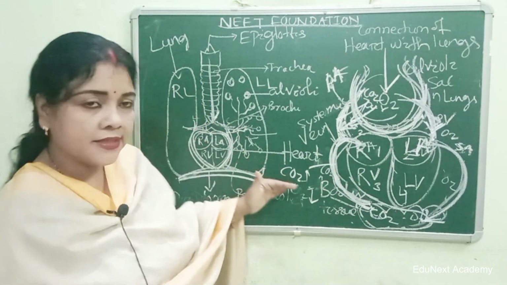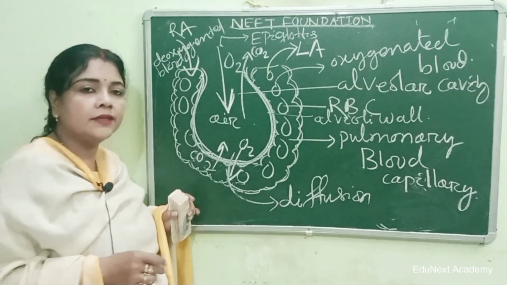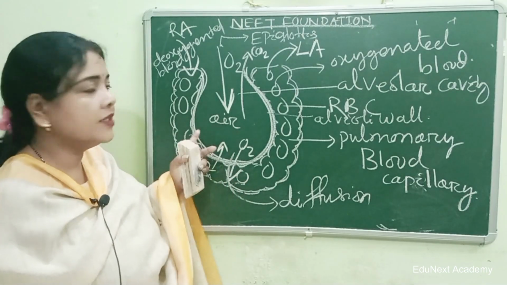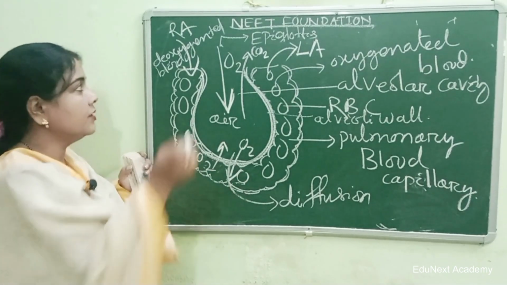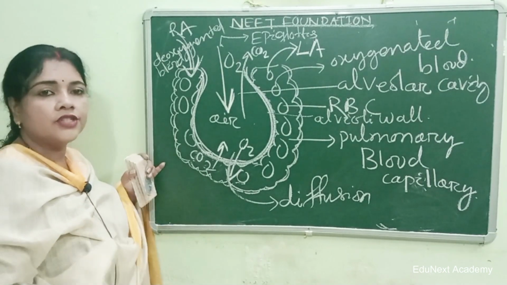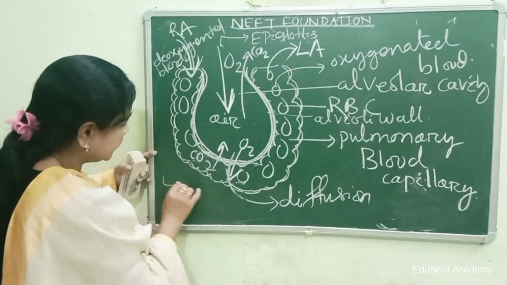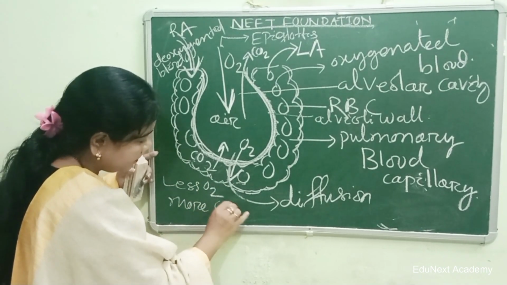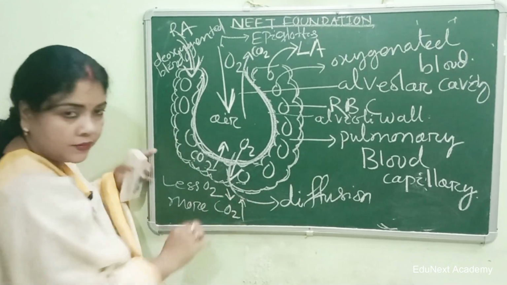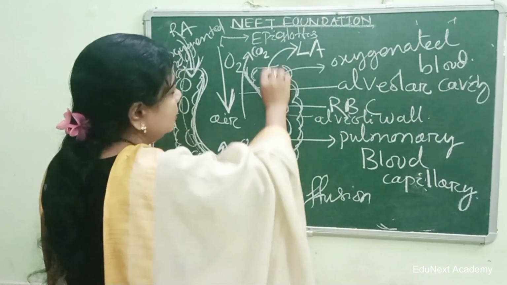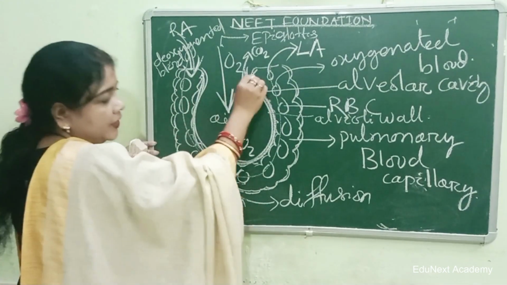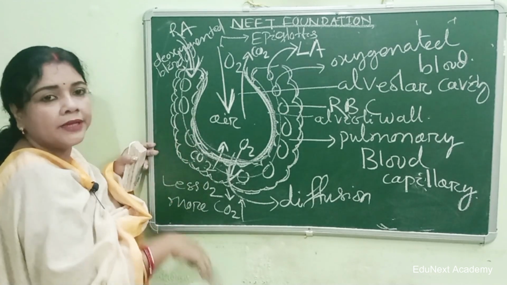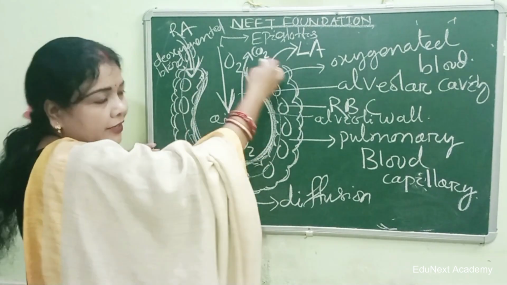So let me explain it more. Now let us discuss in detail how the exchange of gases occurs inside the sac. As I have already told, from the right side we are taking deoxygenated blood, that means less O2 and more CO2. Whenever that blood flows inside the capillary, this is the alveolar sac. Inside the lungs it contains air whenever we breathe in, and it is surrounded by blood capillaries.